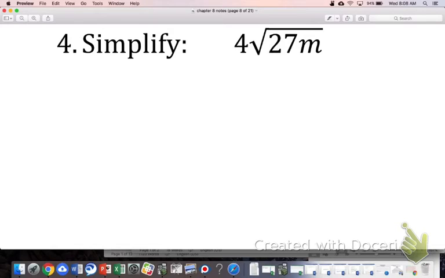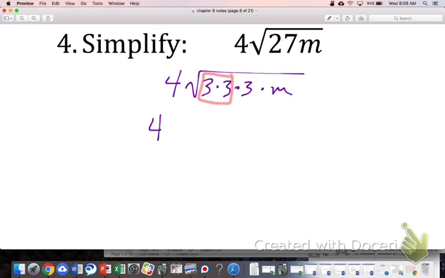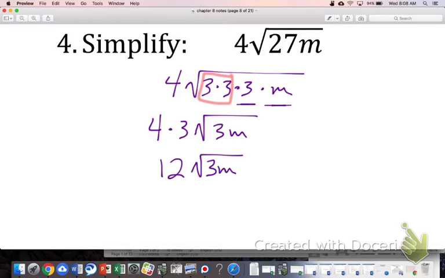Here we go. 27 is 3 times 3 times 3. So when you look inside the radical, there's really only one pair for us to consider, and that would be a pair of 3's. So that pair of 3's can come out as a single 3, so it'd be 4 times 3 times the square root, and then the leftovers inside would be a 3 and an m. Those are left over because they did not have anything to pair up with. So 4 times 3 being 12, I'd end up with 12 times the square root of 3m.